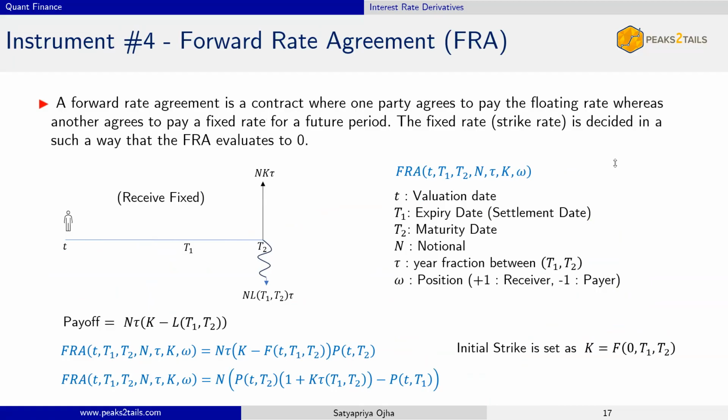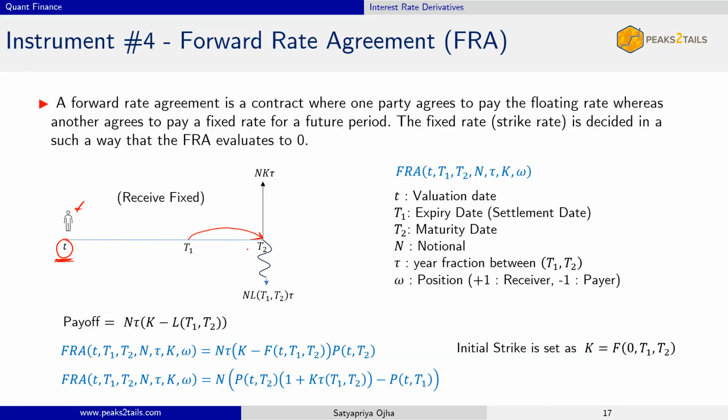Forward rate agreement. The idea of a forward rate agreement is very simple. You are betting on a rate that is happening in future, T1 to T2. There is a rate between T1 and T2. We don't know that yet. We can only calculate the forward rate between T1 and T2 standing at time T. So this is the valuation time, small t. Okay. There is a rate between T1 and T2, which is in future.